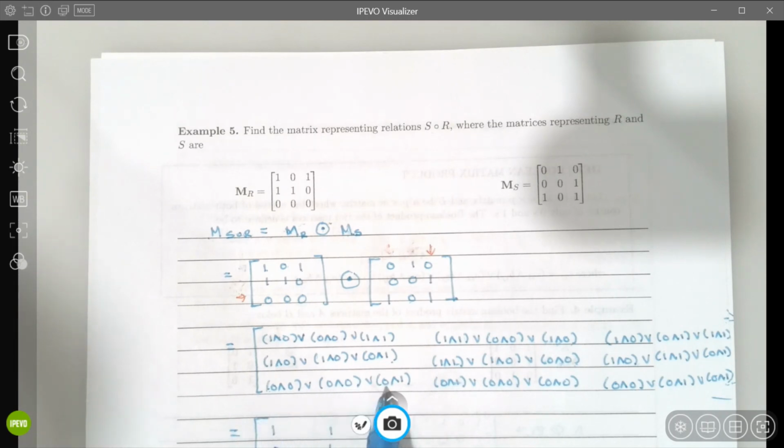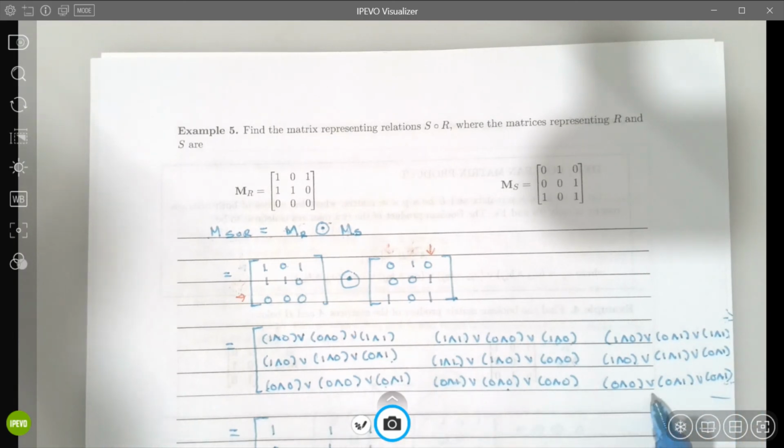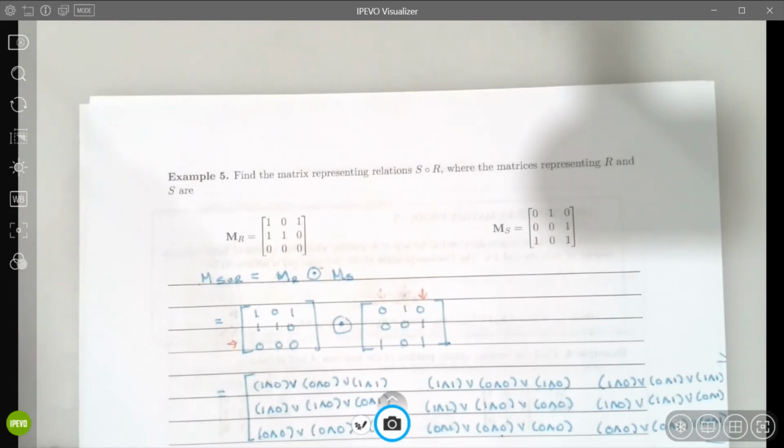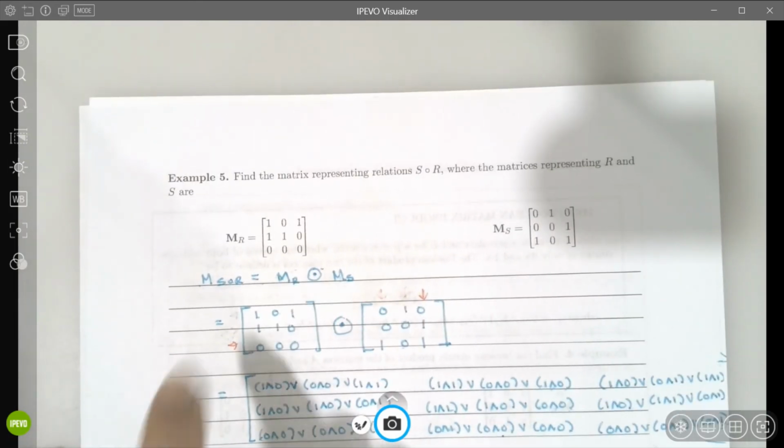Third row, first column, they're all zeros. Third row, second column, again, all zeros. And then third row, third column, all zeros again. So what does this mean? Well, let's go back to the original matrices.